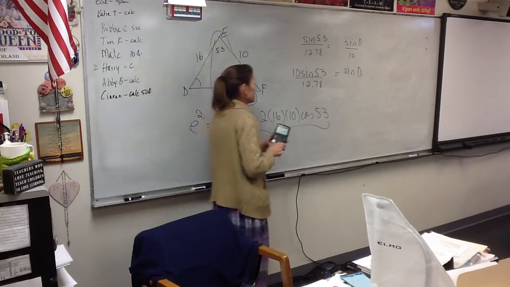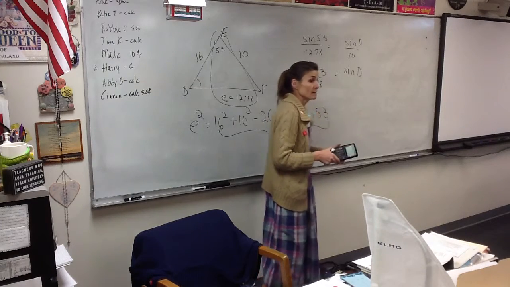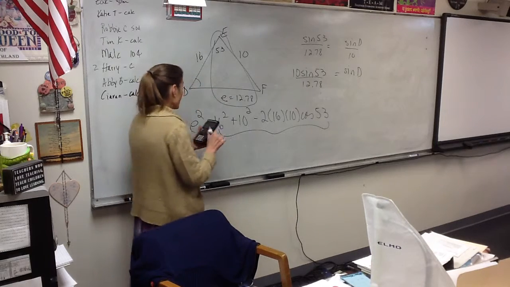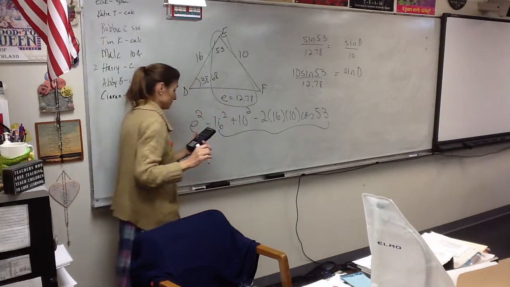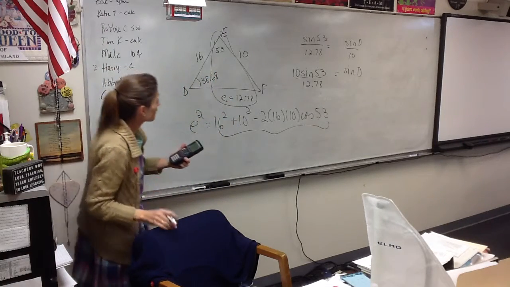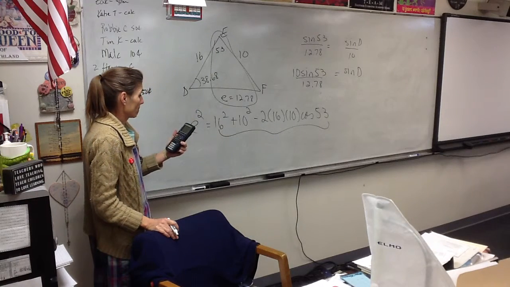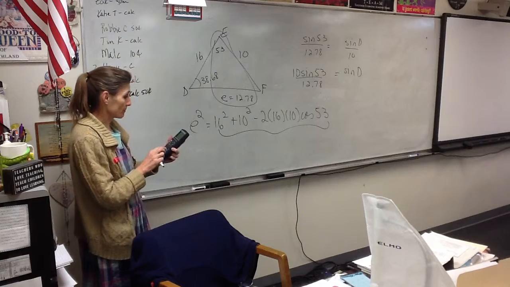Now be careful, this is going to give you a decimal, right? So what do we have to do? Second sine it. I got 38.68. Is that right or no? 38.68.